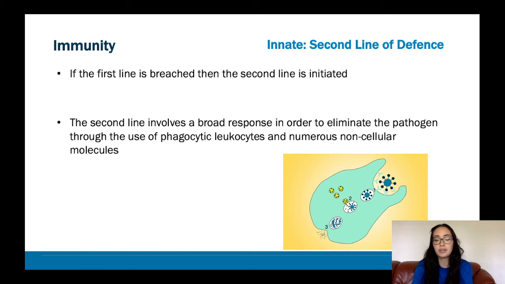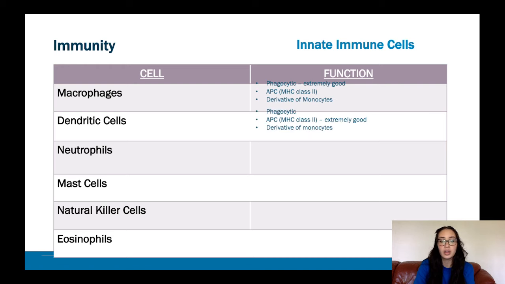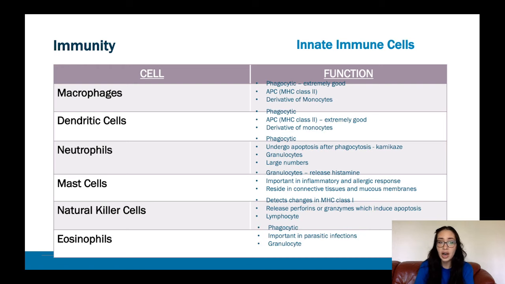So the innate system. Once the first line of defense is breached, the second line is initiated. This involves a very broad response to eliminate the pathogen through use of leukocytes and numerous non-cellular molecules. Just know all of these. Once again, flashcard all of these. You need to know all of these cell types and what they do and their functions and where they're found. I know it's a lot of memorization.